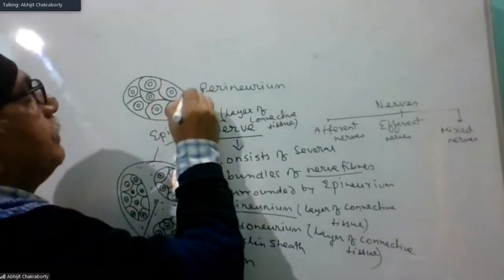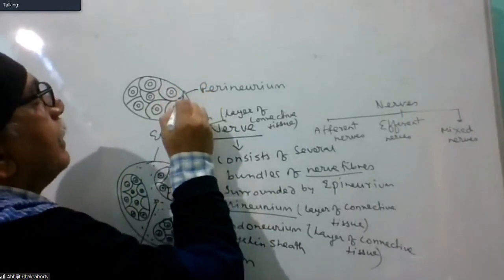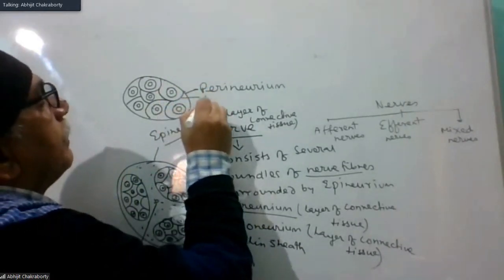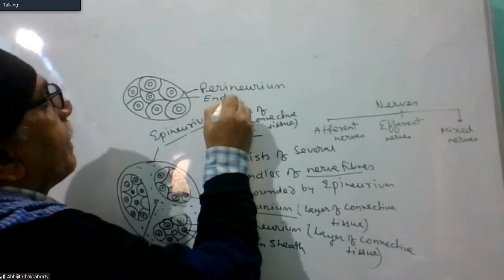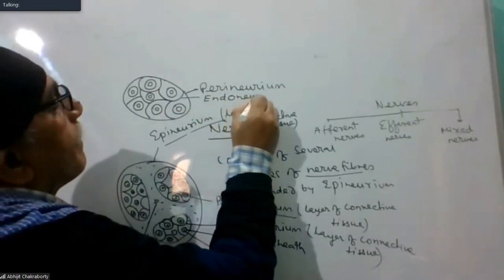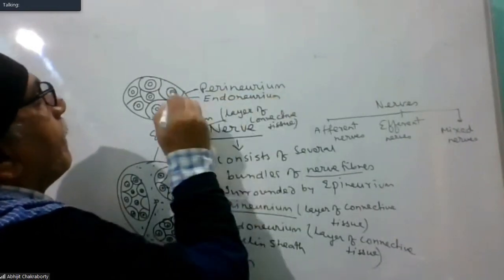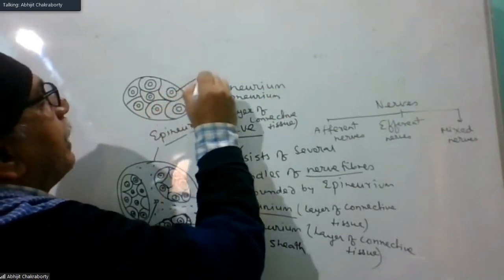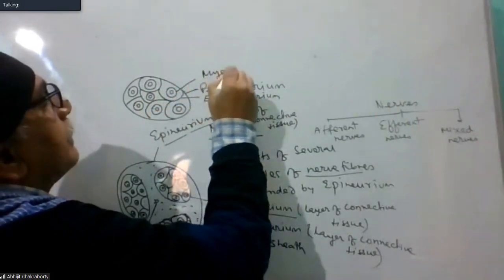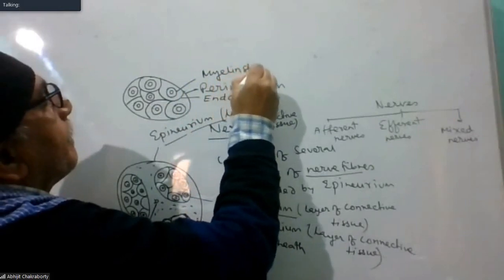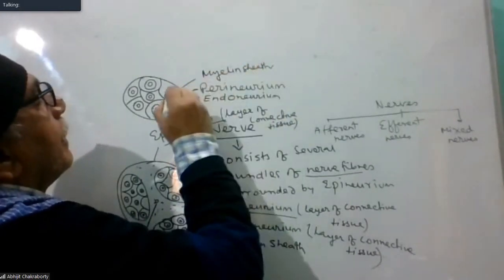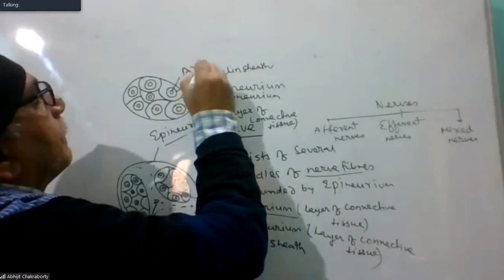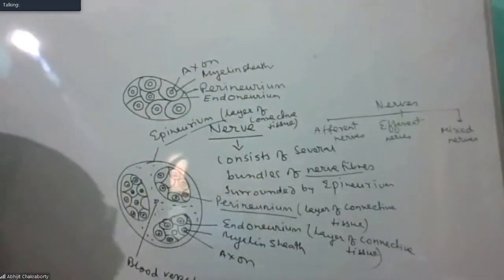Perineurium, then endoneurium, then you will get, you see, the myelin sheath, and the axon. Is it clear now?